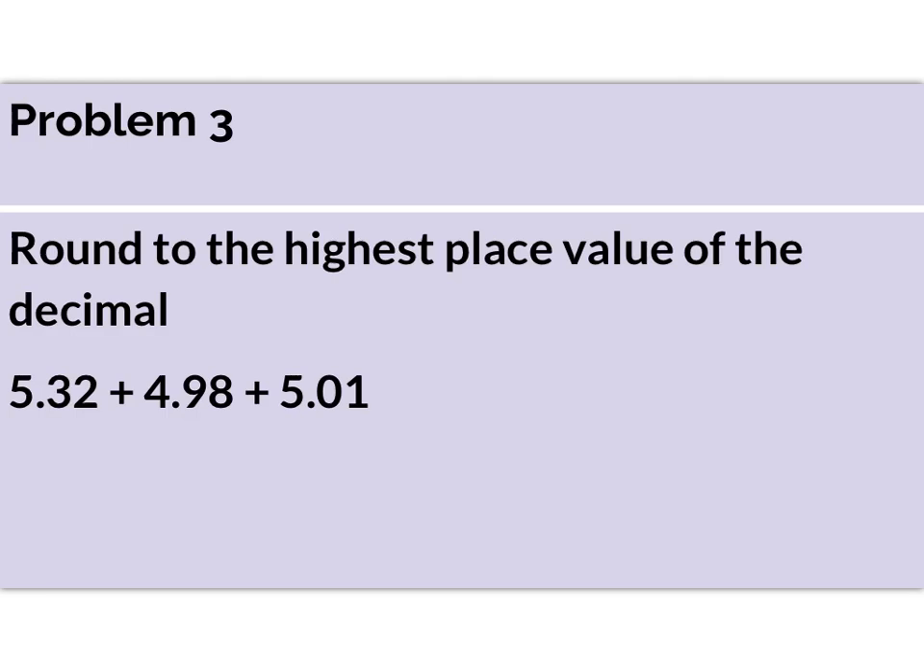Problem 3. Round to the highest place value. The highest place value is tenth. So 5.3. And look, it gets tricky here. You have to increase this one. This one increases to 0, but then you get another one here. So 4.98 will round to 5.0. And then 5.0 again. And you get 15.3 when you add them.